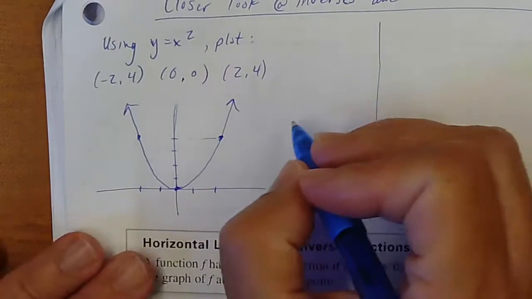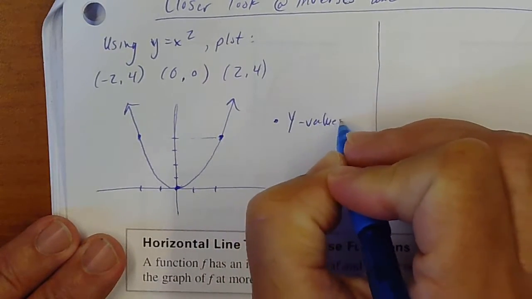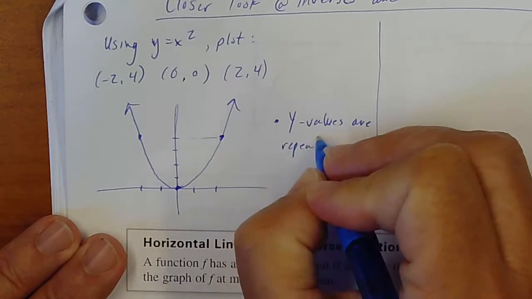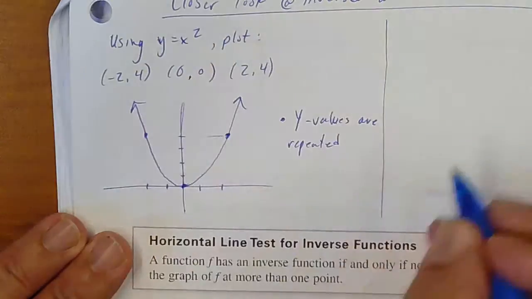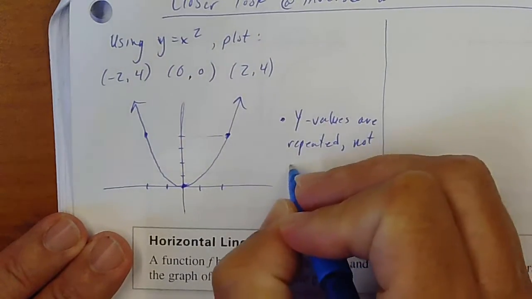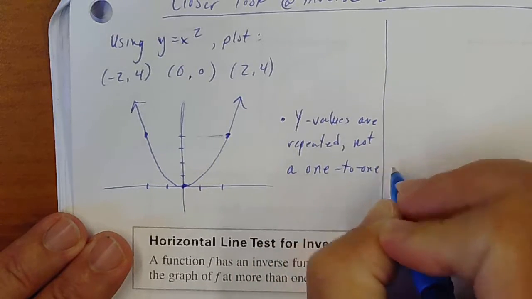Okay, so let's add that here. Y values are repeated, not for all of them, but for some of them, right? When it's 0 and above. So what that means is this is not a one-to-one function.